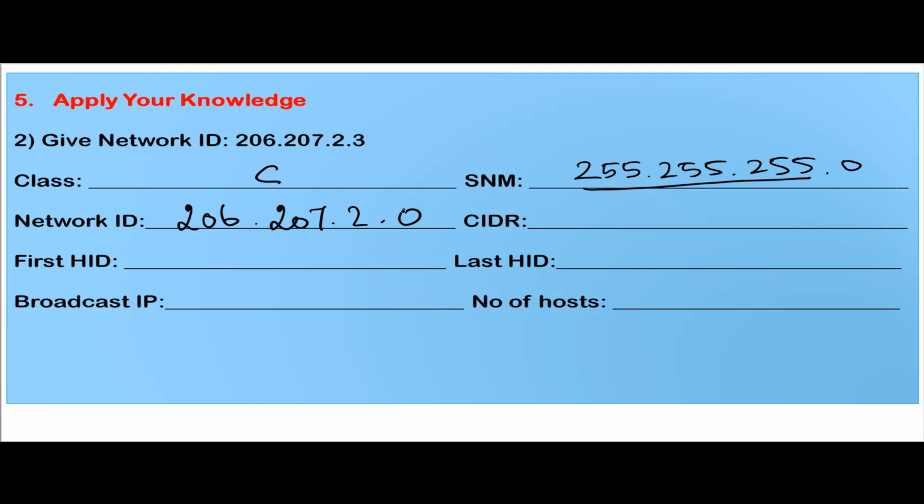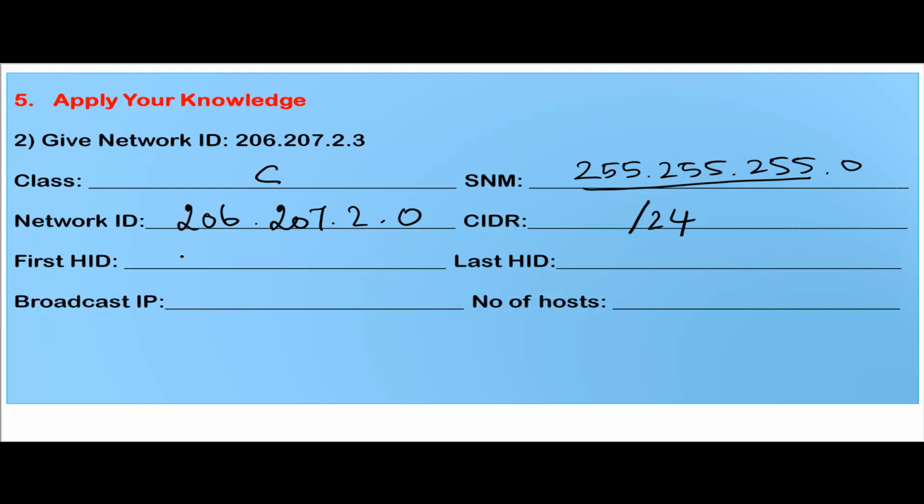Now the CIDR value. What does the CIDR value mean? It is the number of bits available in the network part. The first octet, second octet, and third octet are completely the network. So 8 plus 8 plus 8, this is going to be 24. So the CIDR value here is 24.